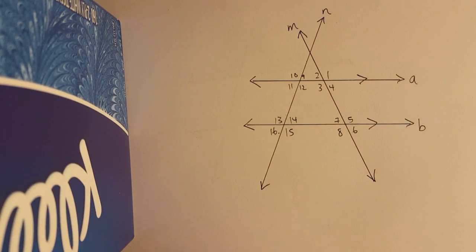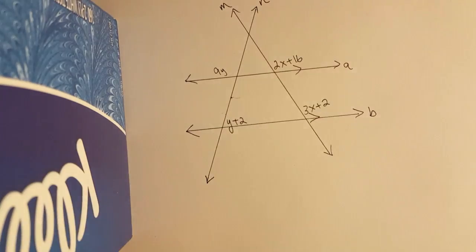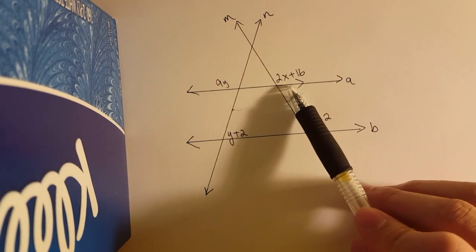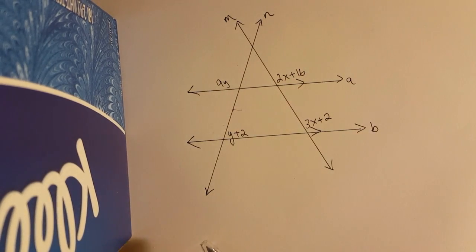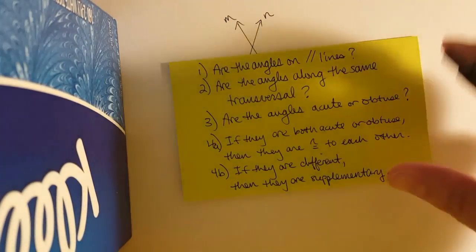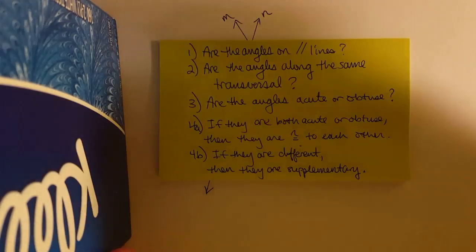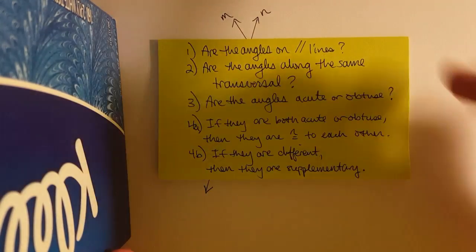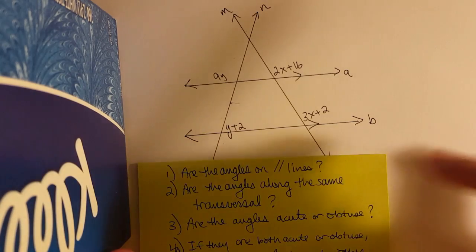So when I'm approaching a problem such as this, where I'm trying to solve for maybe x or the measure of the angles, and maybe for y and the measure of the angles, I'm going to basically follow these steps. You can pause the video to copy these down, but I like to look at it this way. Are the angles on parallel lines?